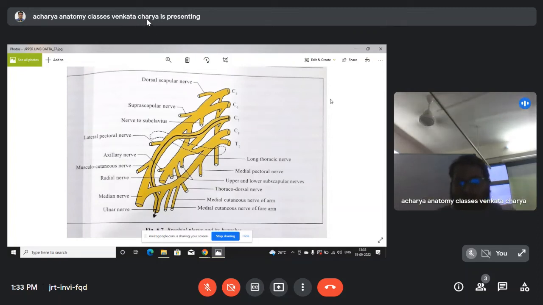So brachial plexus is at 10 marks. So brachial plexus. See here.